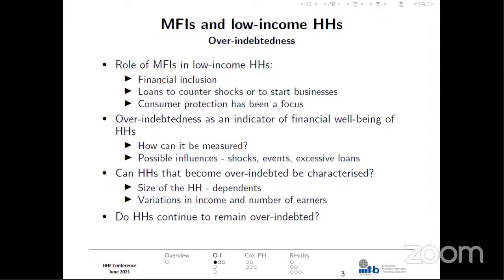So one of the problems we faced in the course of this work is, how do you even measure over indebtedness? What are the definitions? How can we even measure it? And the next step is, once we have defined it, once we know how to measure this particular parameter, what are the possible influences that would lead a household to become over indebted? The financial diaries data is a very rich data set that provides a lot of information about some of these attributes, things like shocks that the household would face, the number of loans it has taken, the types of loans it has taken, and also the socio-demographic information of the households. So using all this data, can we actually characterize such households?